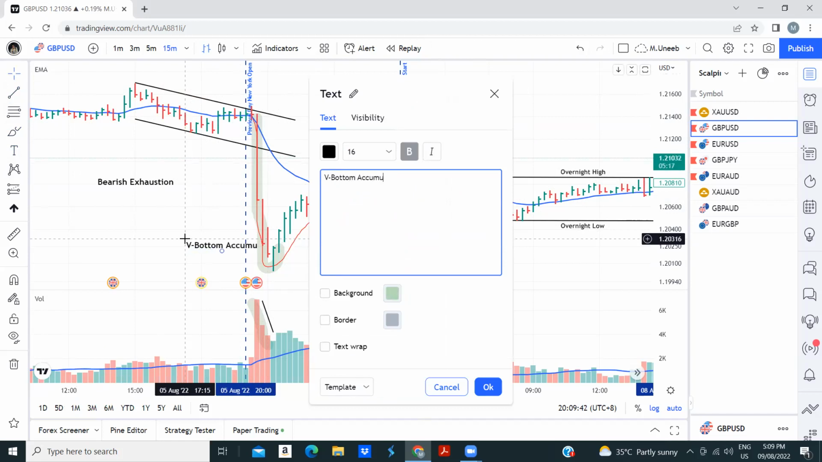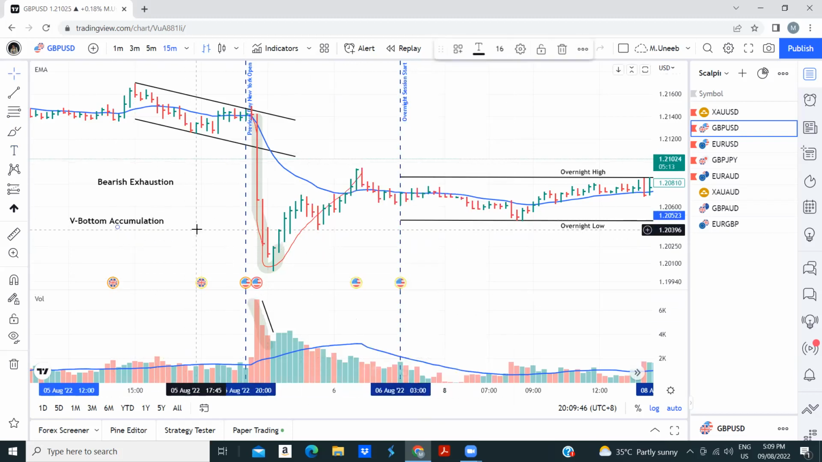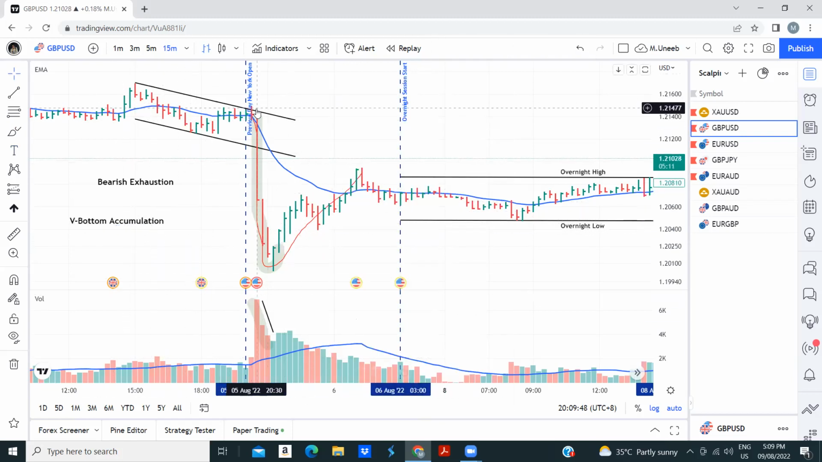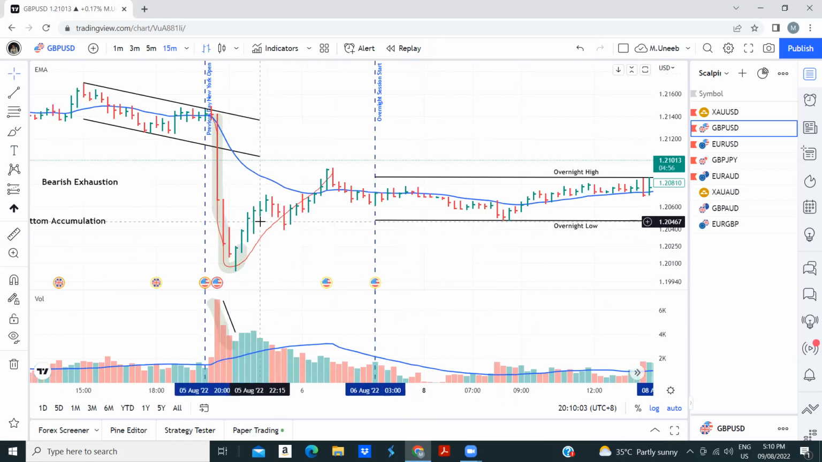V-bottom accumulation. This is also a type of accumulation. What happens during V-bottom accumulation? You will see that there will be a huge breakout with a huge volume. And then as the price goes down, you will see that the spread will decrease, volume will also decrease, and there will be a sign of no supply. And plus, you will also see some sign of rejection from the downside.